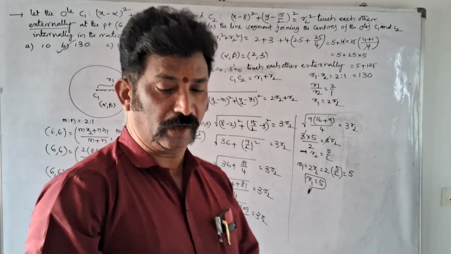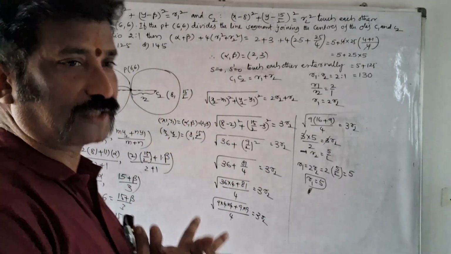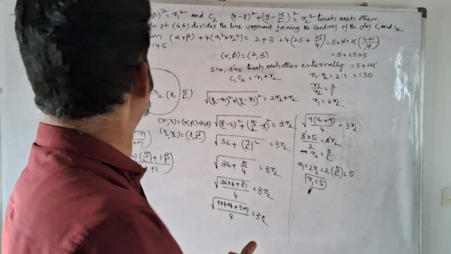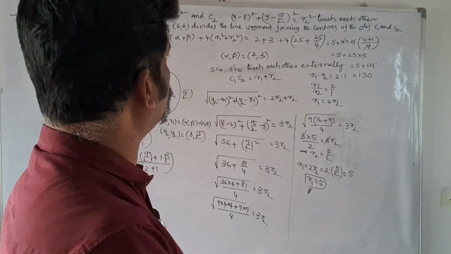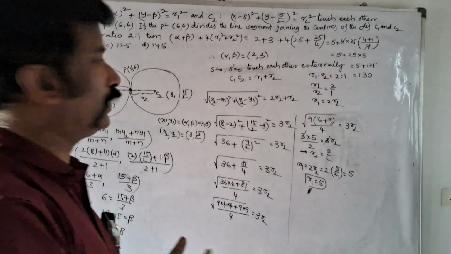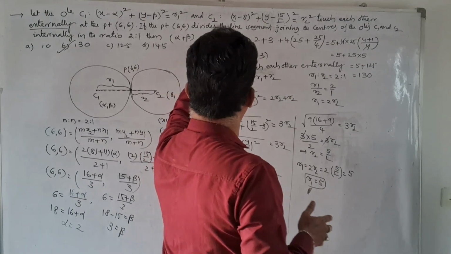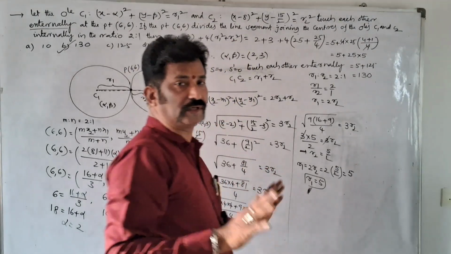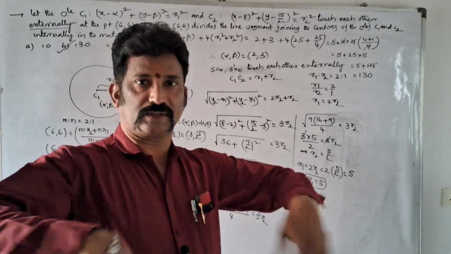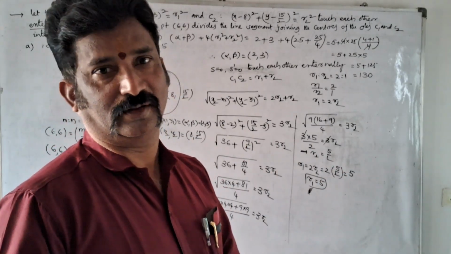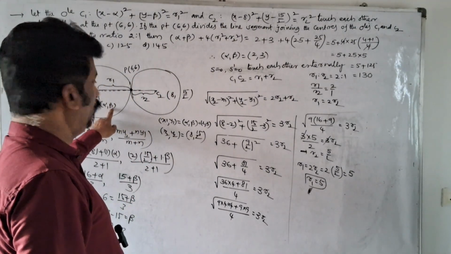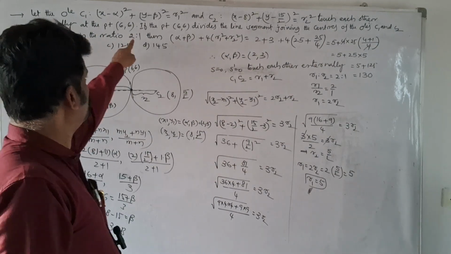What is the conclusion? The main concept is: two circles are given, which touch each other externally at the point 6, 6. If the point 6, 6 divides the line segment joining the centers of the circles C1 and C2 internally in the ratio 2:1, then alpha plus beta plus 4 into R1 square plus R2 square is equal to how much? That is the question. Two circles touch externally, and the point divides internally. So C1 is equal to alpha comma beta, and m is to n is equal to the 2:1 ratio.